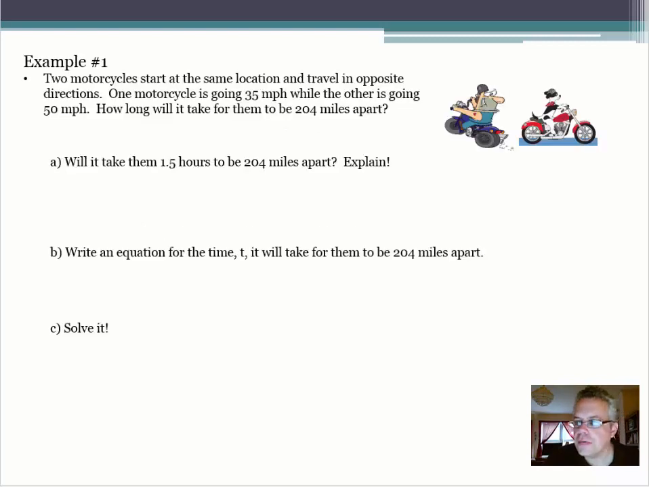All right, we have three examples, one of each type of distance problem. And if you follow along, hopefully this will help you in class.